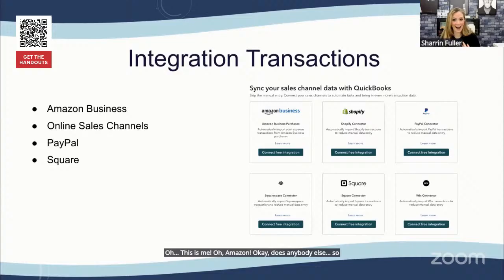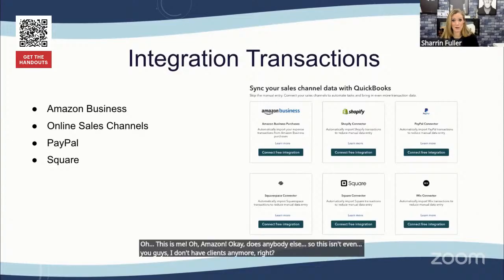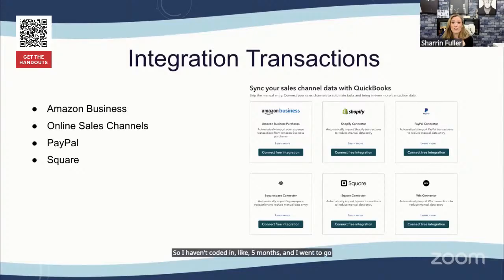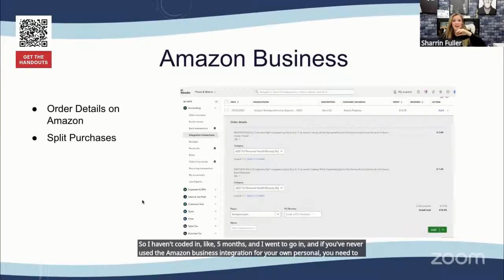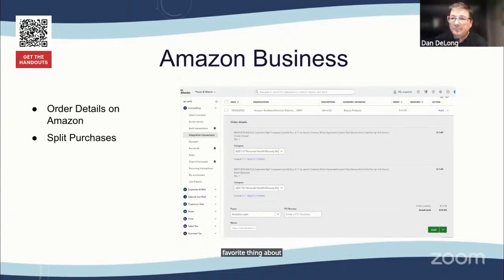I don't have clients anymore. I sold my firm, and I work directly with accounting firm owners and accountants. But me personally, and these are my pajama pants, I use QuickBooks for my personal books and I shop on Amazon like it's a lifeline. I haven't coded in like 5 months, and I went to go in. If you've never used the Amazon Business integration for your own personal books, you need to. It's amazing. It pulls everything down. Look at this. It didn't used to be this detailed. I'd have to go in and pull my invoice. This is probably my favorite thing about Intuit's connections.